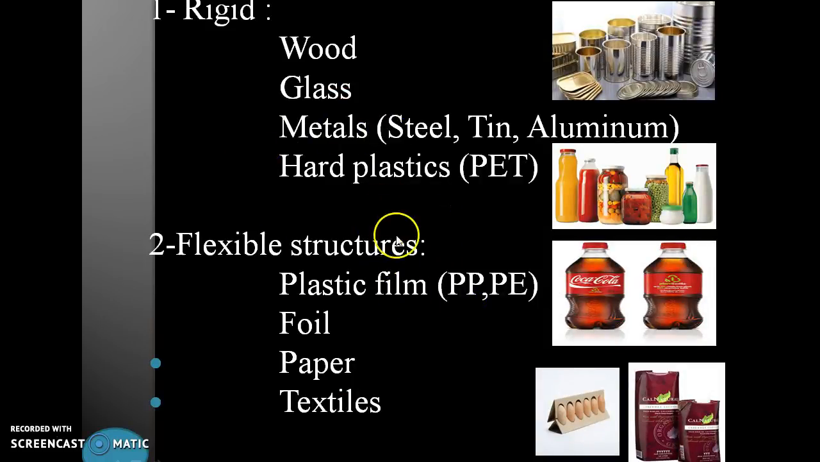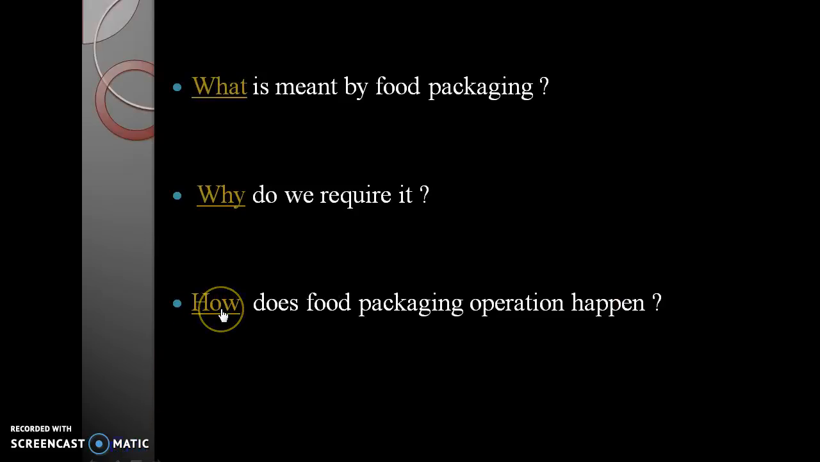And what are the materials of packaging? These are the materials generally used: wood, glass, metals. Generally we experience these materials. And next one, the flexible structures. Hard plastics are there, foils are there, papers and textiles are there. Then the last topic, how does food packaging operation happen? What are the techniques or methods we use for food packaging?